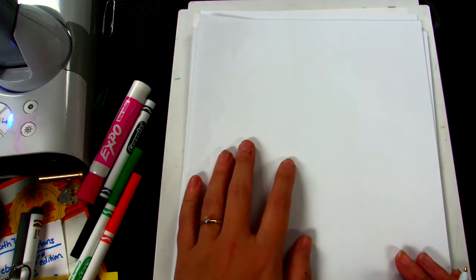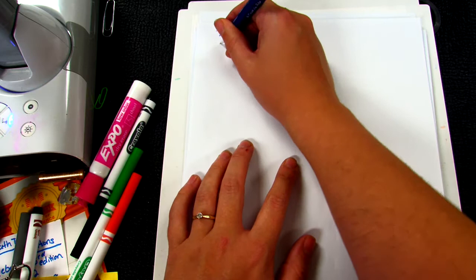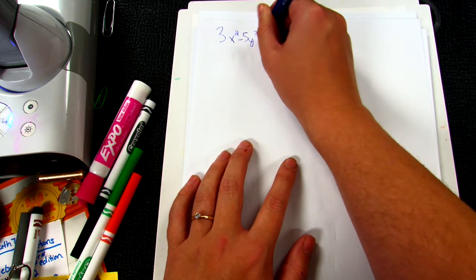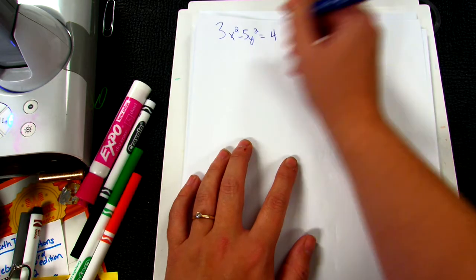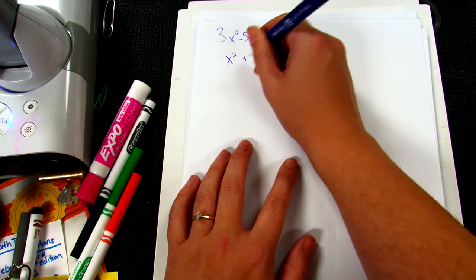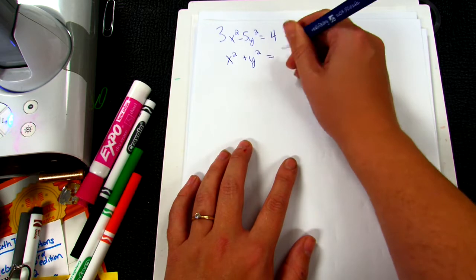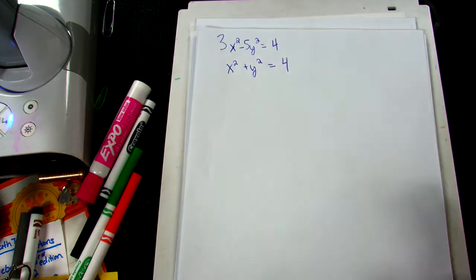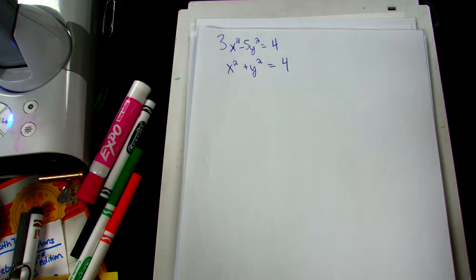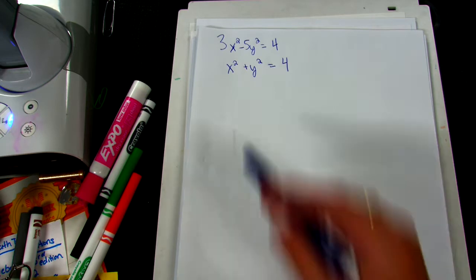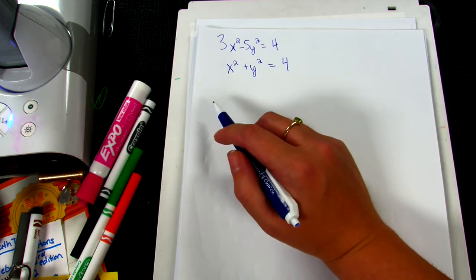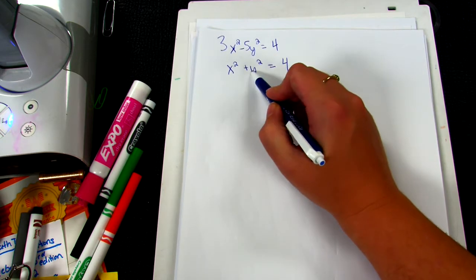In this example, we have 3x squared minus 5y squared equals 4. And then we have x squared plus y squared equals 4. Okay, so this is where you decide, what do we want to cancel? So y squared to the x squared, our choice, right? Let's cancel the y squared because this is a negative and this is a positive.